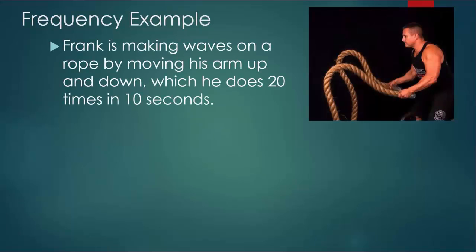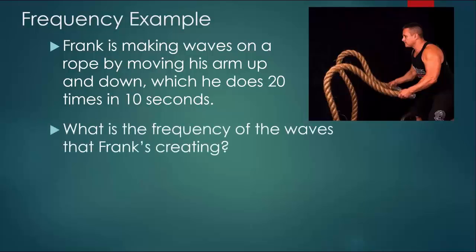So here's Frank, and he's making waves on a rope by moving his arm up and down, which he does 20 times in 10 seconds. So in 10 seconds, he moves his arm up and down, that's an oscillation, 20 times. We want to figure out the frequency of the waves that he's making.